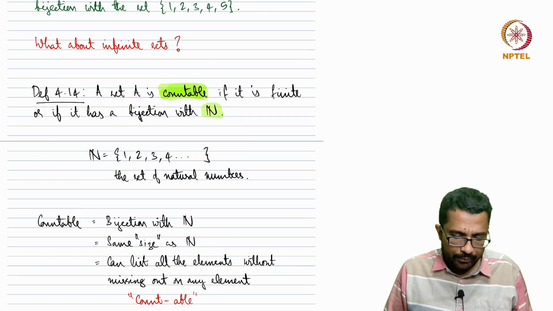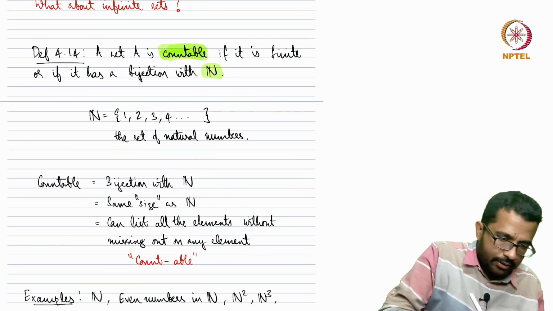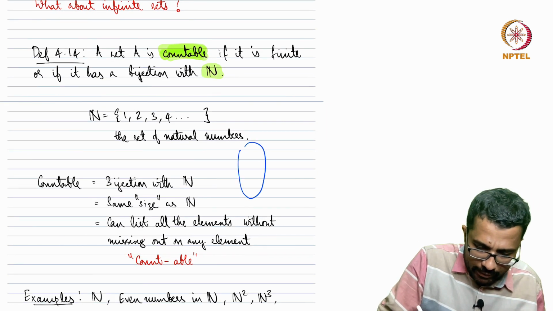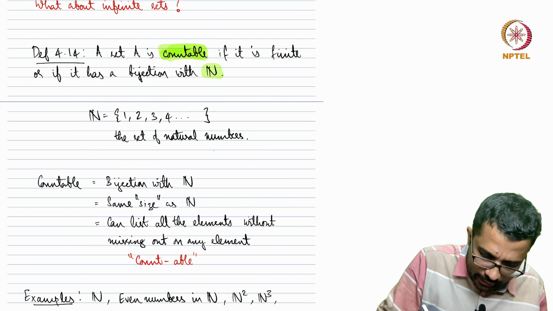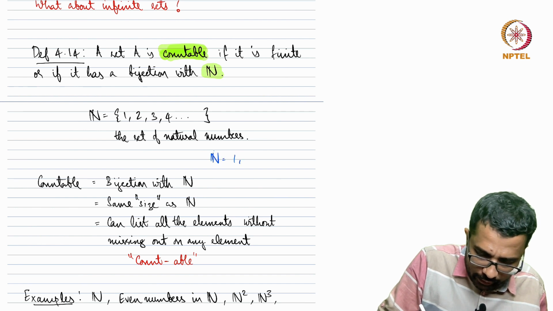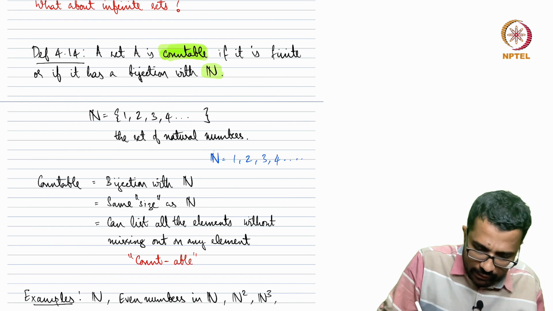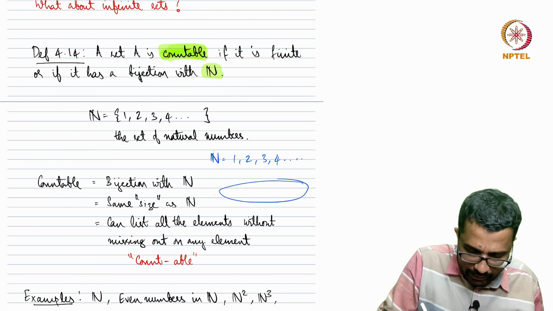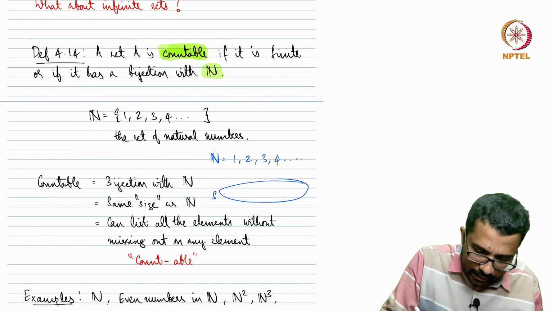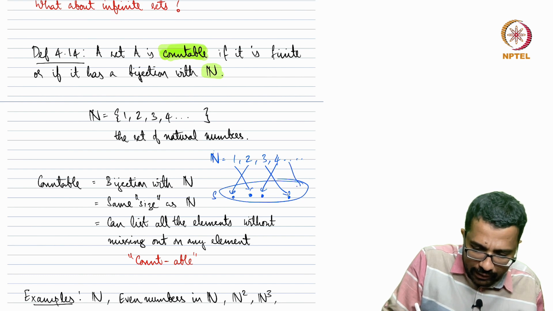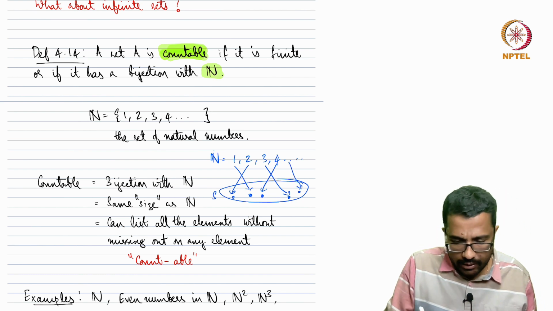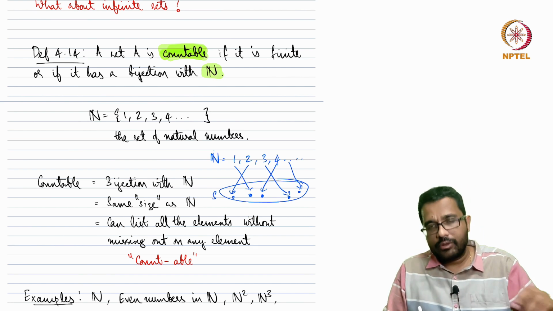So the word is countable. Why do we say countable? Suppose it has a bijection with N. Maybe I'll just draw it horizontally. So this is N: 1, 2, 3, 4 and so on, and there is another set, let's say some set S. We want to say S is countable, meaning there is a bijection from N to S. So 1 is assigned to some element here, 2 is assigned to some element here, 3 is assigned to some element here, 4 is assigned to some element here, and so on. And every element in S is mapped to some element in N, or N is mapped to some element in S.